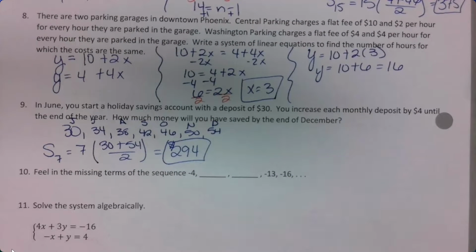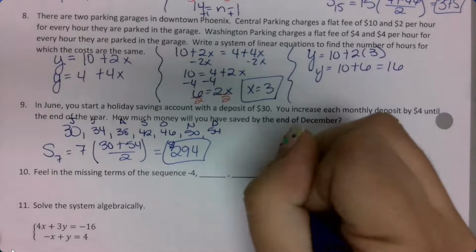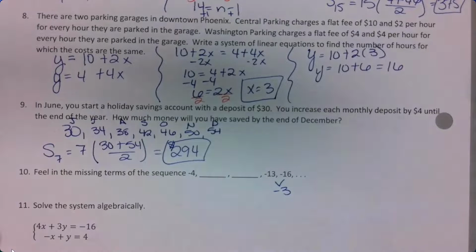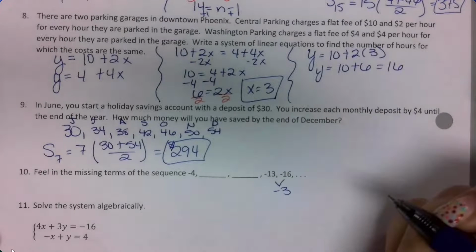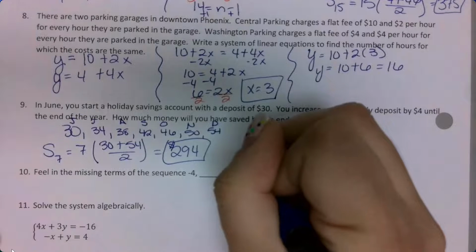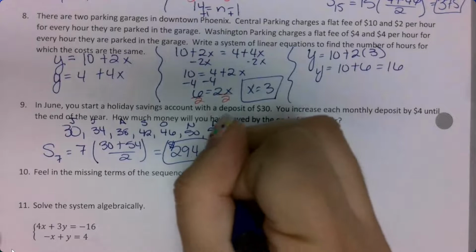Number 10 wants me to fill in the missing terms. This is subtracting by 3. So I want to add 3 to go the other way. This is going to be -10, -7.